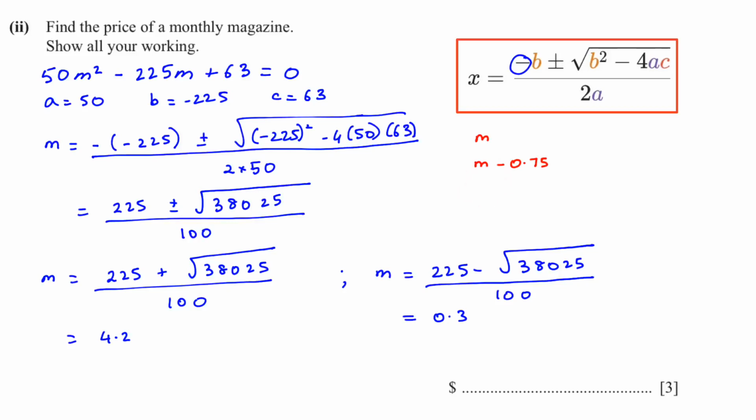If you substitute M with 0.3, you will get a negative answer and cost cannot be negative. Therefore, this has been cancelled. The answer is $4.20.